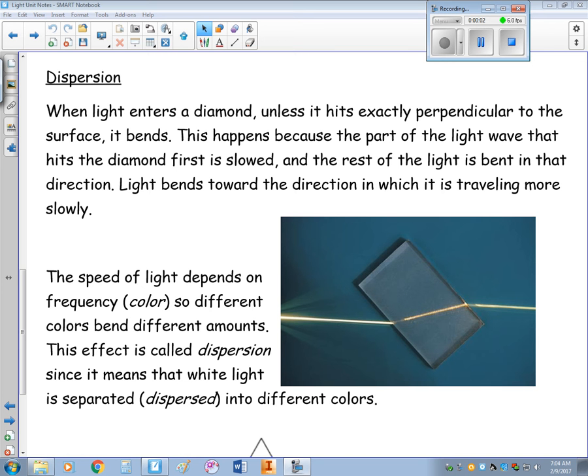This is video 5 for the light unit. So for this one, let's begin by talking about dispersion.